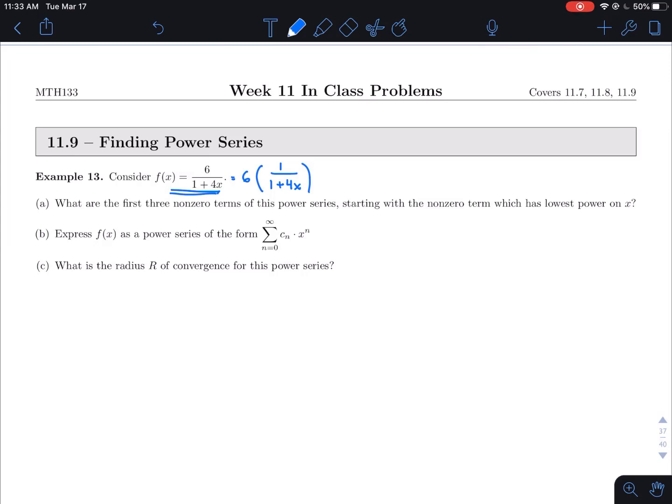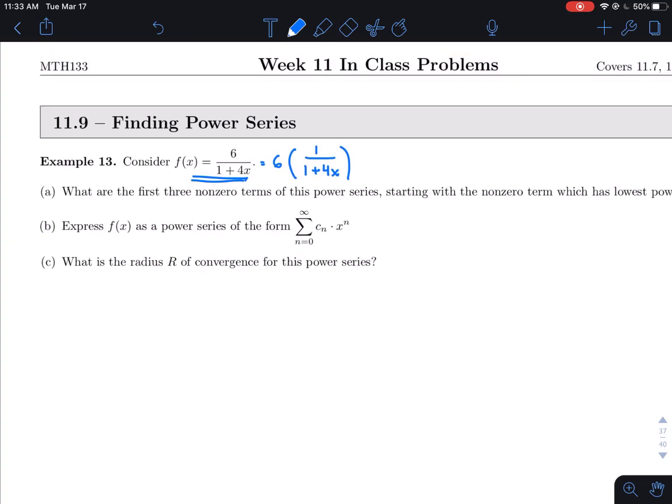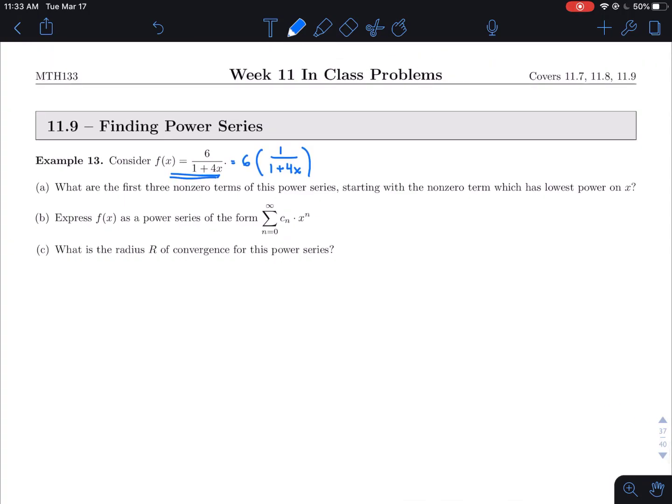Second up, we want to express the function as a power series in sigma notation, summing up from n equals 0 to infinity. And then third up, we want to know what is the radius of convergence for this power series. So I don't have to specify the interval of convergence this time. Of course, it could ask for that. This one just happens to ask for the radius.